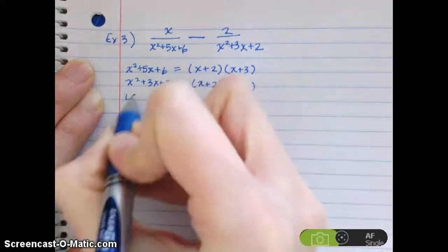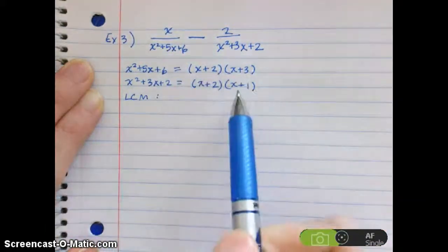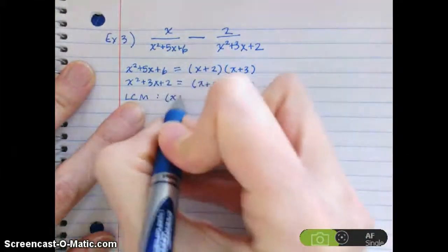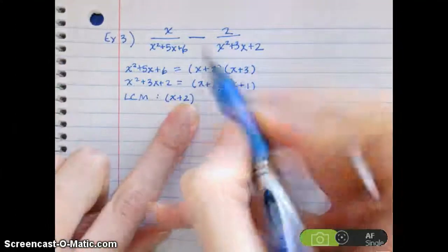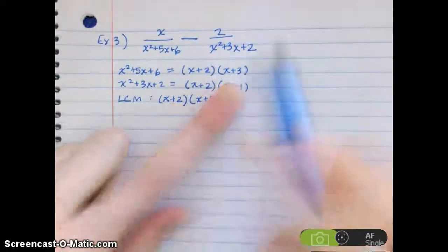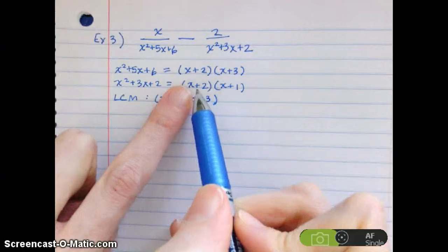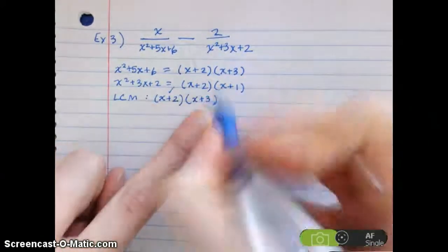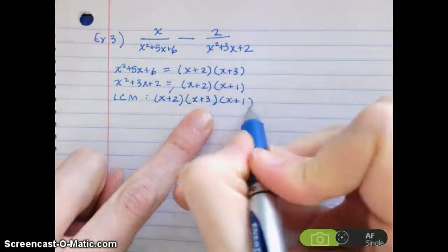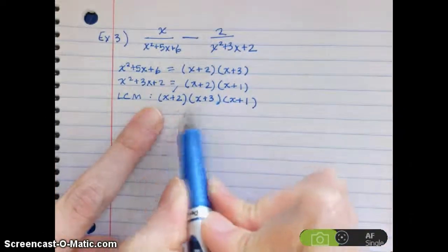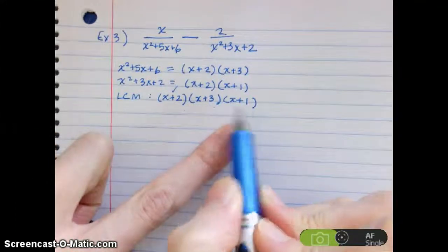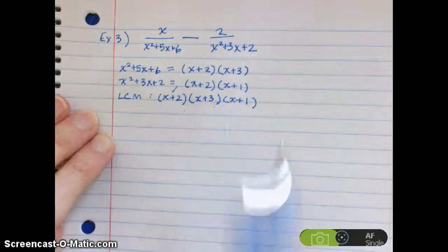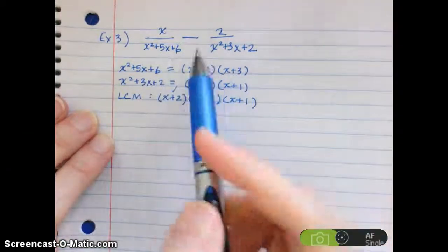Now I create my LCM. I need to include every factor but no extra copies. So LCM, I need an x plus 2 and an x plus 3. Next, I need an x plus 2, got it, and an x plus 1. So my LCM has factors x plus 2, x plus 3, x plus 1. Again, it's great to leave the LCM in factored form. Very recommended to leave it like this. Now I make equivalent fractions with that LCD.